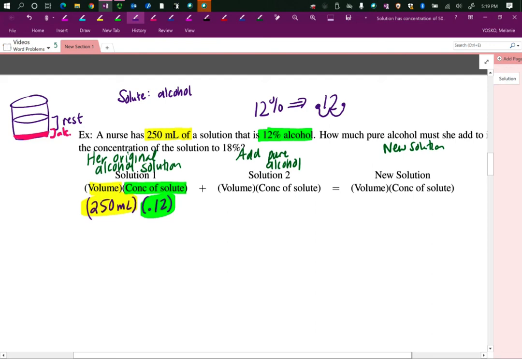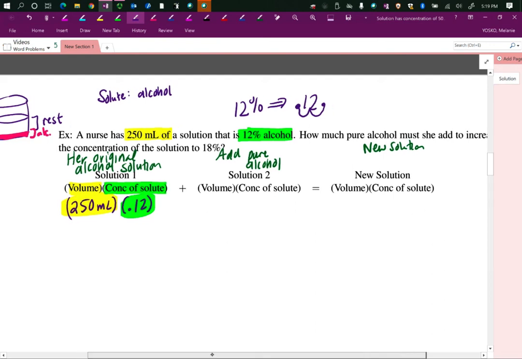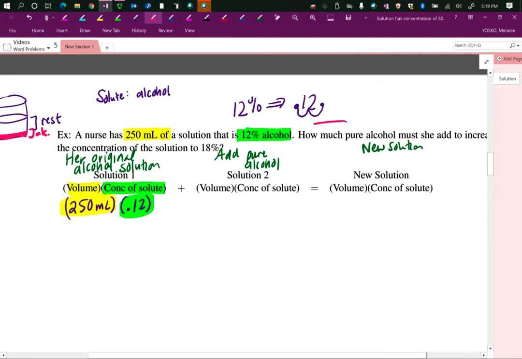How much pure alcohol must she add? So I'm going to circle this part. How much pure alcohol must she add? That's what I'm looking for. That talks about the alcohol she's pouring into this solution. Do we know the volume? No. How much? That's the volume.